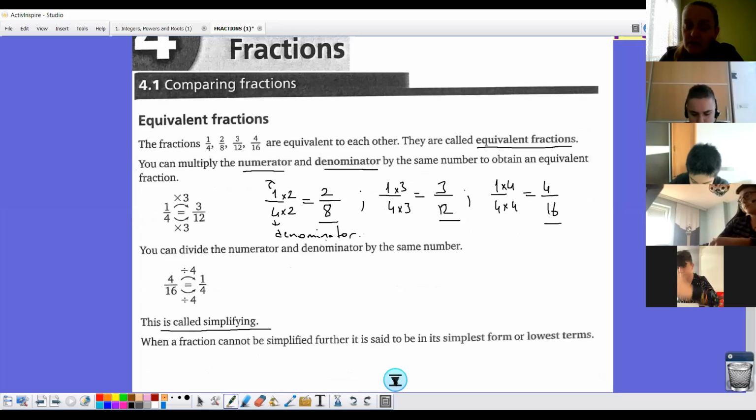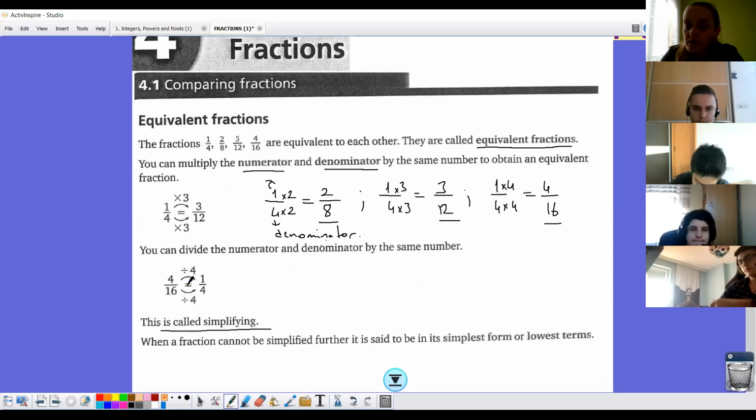So here, if you can see, we can do the simplification. Then if the numerator and denominator are not divisible with any other number, it is called the simplest form or lowest terms. Okay?